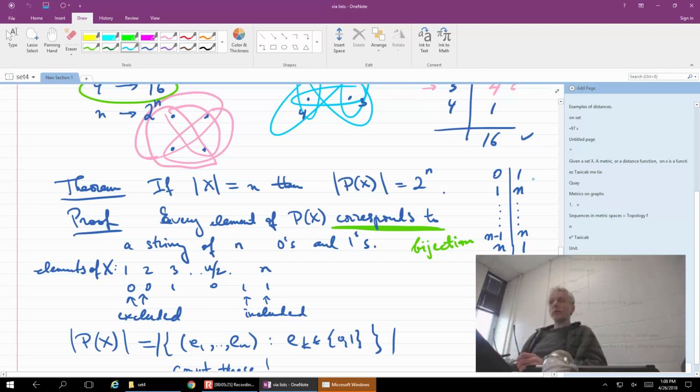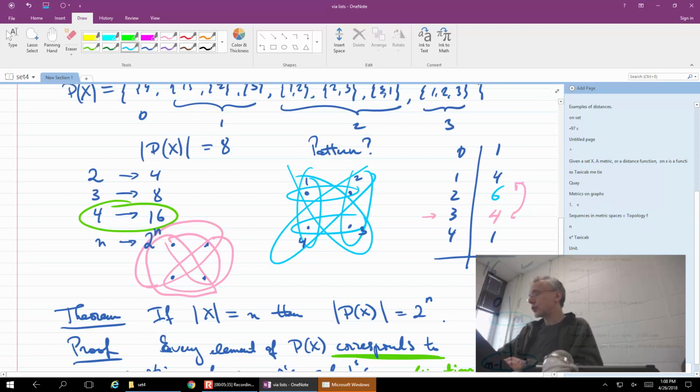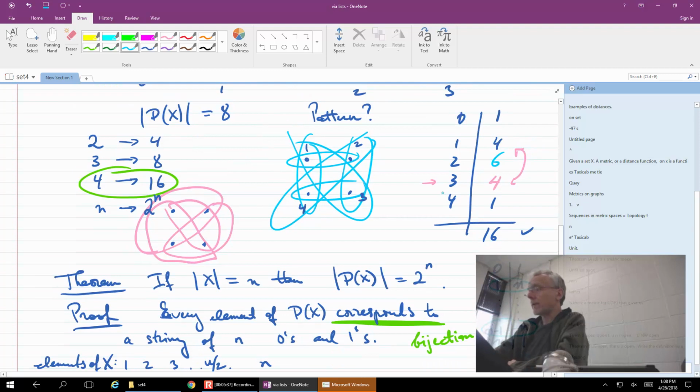We're looking for the total number of subsets of a set, but in that table over there, this is what we're talking about. In how many ways can you choose, say, 3 out of 4? And the answer is 4.